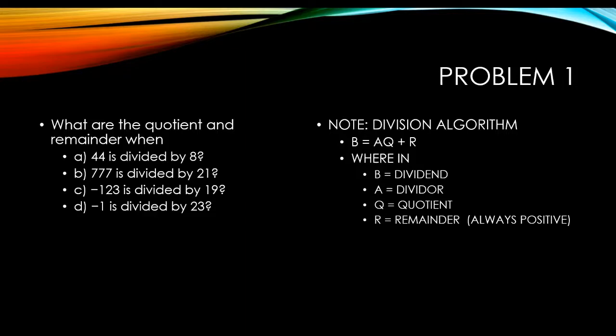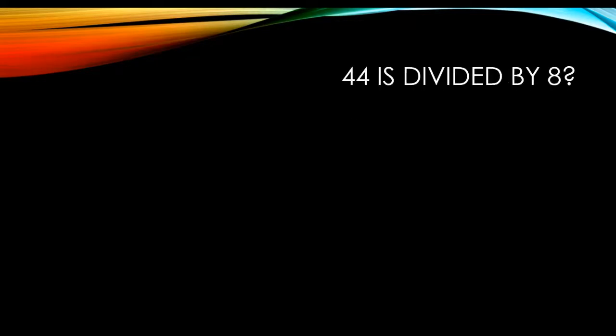To answer this, we're going to use the division algorithm, wherein the division algorithm is B is equal to AQ plus R. B is your dividend, A is the divisor, Q is your quotient, and R is the remainder. And don't forget, R is always positive. The excess is always positive. So let's start with letter A. 44 is divided by 8.